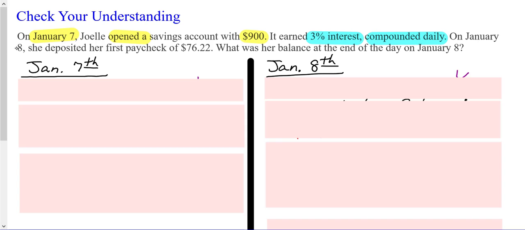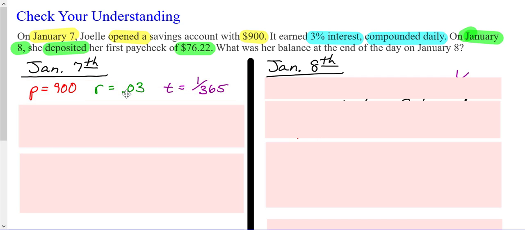On January 8th, it's going to be a different color. She deposited her paycheck of $76.22. What is her balance at the end of January 8th? So the first thing we're going to do is identify our variables. We need to calculate our balance for the day. In this case, on January 7th, we did not add and we did not subtract. So we did not deposit or withdraw any money. So our ending balance on January 7th is $900.